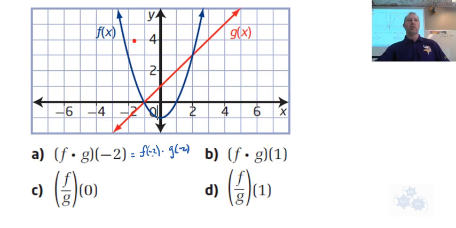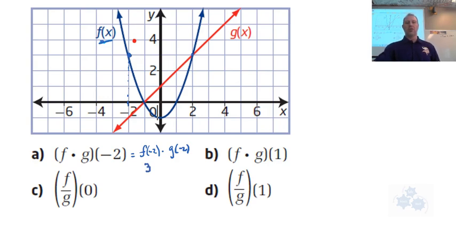Because f of negative 2 is an actual value that we can get from the graph, and so is g of negative 2. So let's go to the graph. Which one is f? Okay, f is the dark blue one. At x equals negative 2, I want to find the value of the blue graph. I wonder if that's supposed to be going through 3. Yeah, I think it is. It looks like it's a little bit under, but it may be strangely asymmetrical in this diagram. Whatever, we're going to say that's 3.